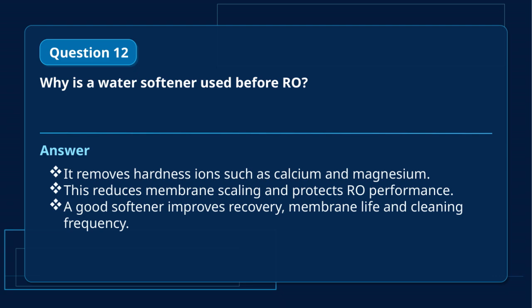The main reason is to remove hardness ions, specifically calcium and magnesium, from the water. These ions can cause scaling on the RO membrane, which significantly hampers its performance. By softening the water beforehand, we reduce the chances of scaling, which helps in maintaining the efficiency of the RO system. Additionally, a good water softener not only protects the membrane, but also improves the overall recovery rate, extends a membrane's lifespan, and reduces how often the membrane needs to be cleaned. In essence, the softener plays a critical role in keeping the RO system running smoothly and cost-effectively.